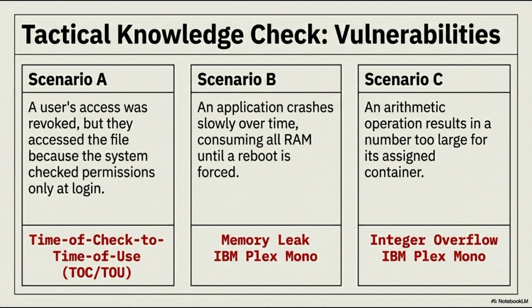So, vulnerabilities. You're going to want to test your knowledge. First, in scenario A, a user's access was revoked, but they accessed the file because the system only checked permissions at login. That's a TOC/TOU. Scenario B, an application crashes, and slowly over time it consumes all the RAM until it crashes and you need to reboot. That's a memory leak.